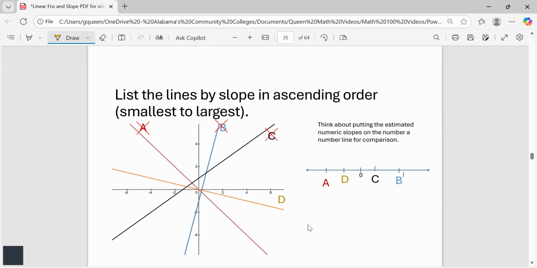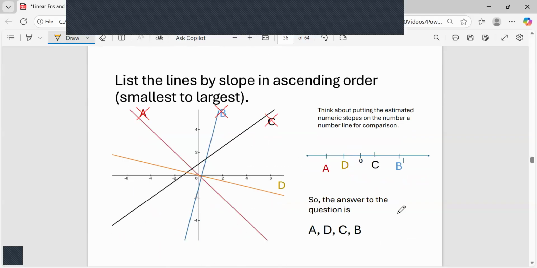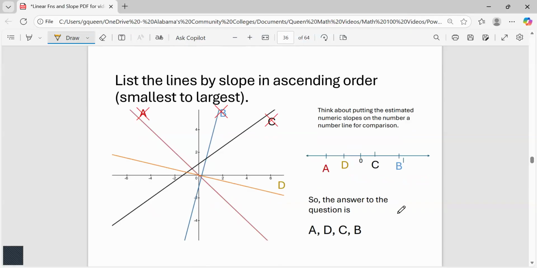So here's our order. And again, I just drew my number line here as a tool to help me. And what that does is it shows me how to list my answer. The answer to this question is A, D, C, B. And if I had to answer this question in my math lab, I would literally type in A, D, C, B. That's what they want. All right, so I hope that helps.